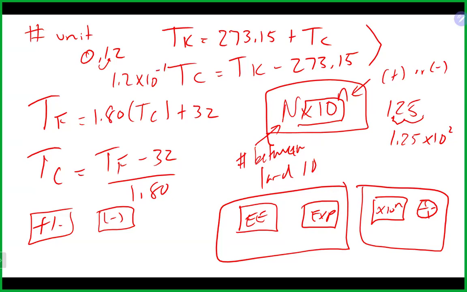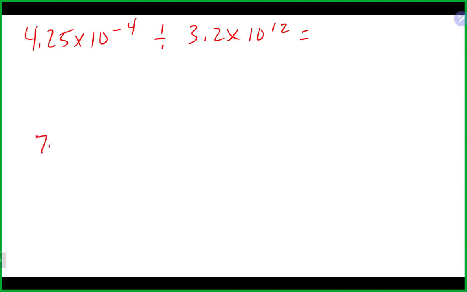Good. Other questions? Okay. So why don't we do a couple examples here of punching these things into our calculators correctly, just to make sure. I don't think we did that. So why don't we try 4.25 times 10 to the minus 4, divided by 3.2 times 10 to the 12. And why don't we do 7.8 times 10 to the minus 6 times 1.4 times 10 to the 3.